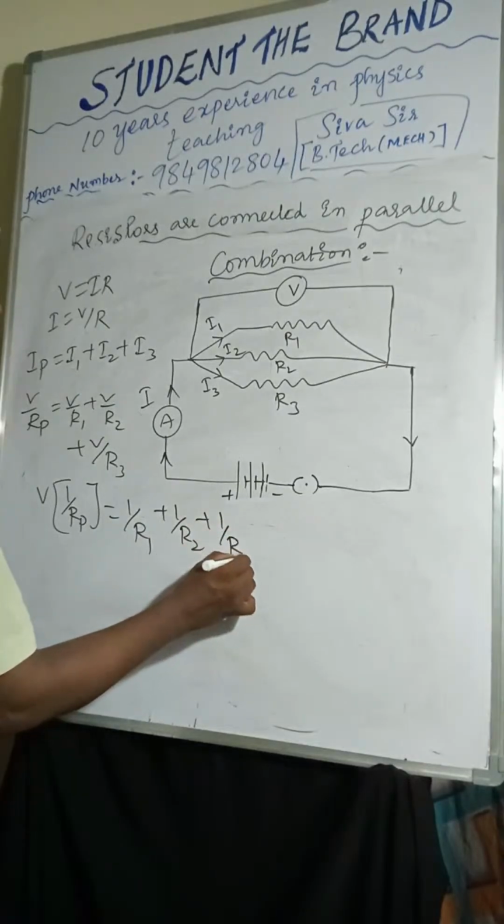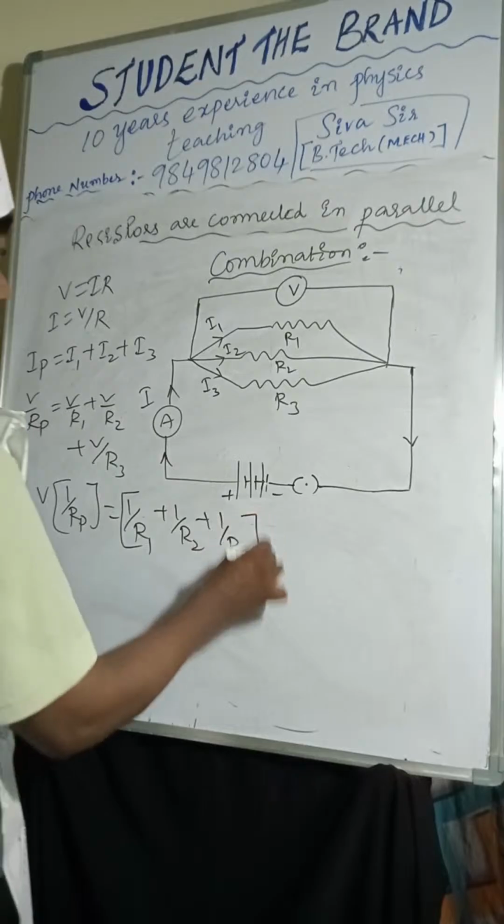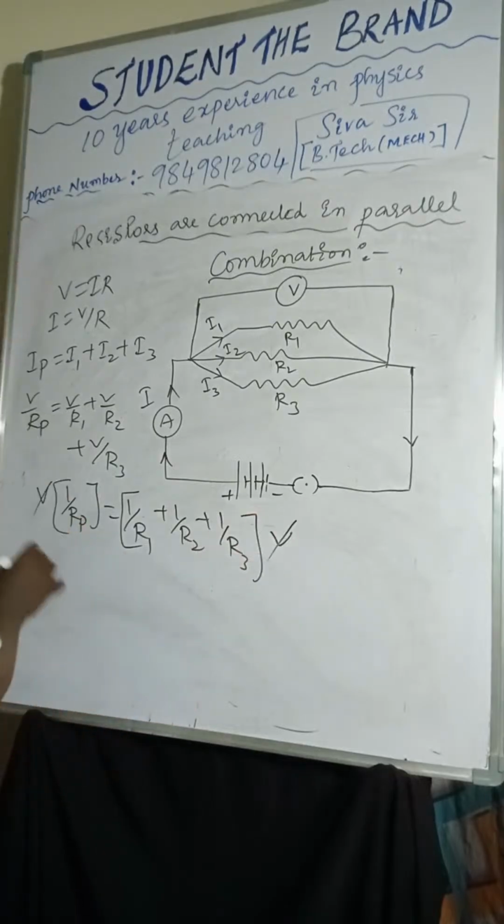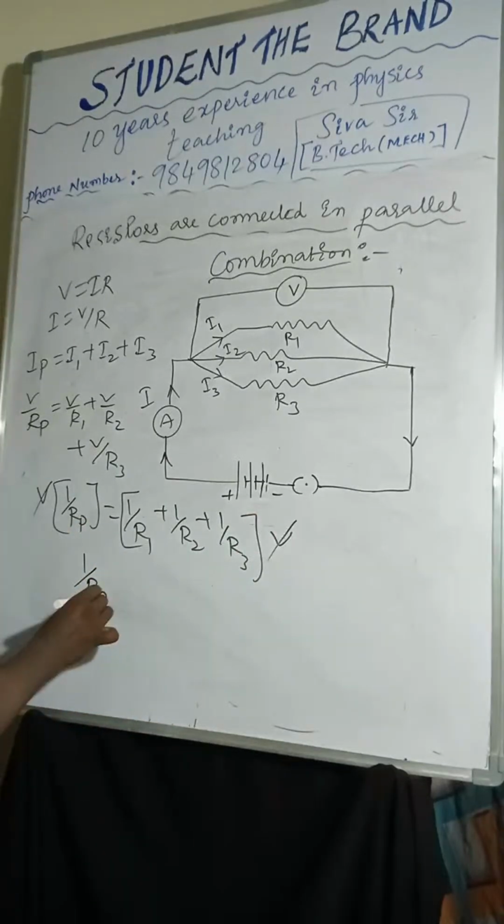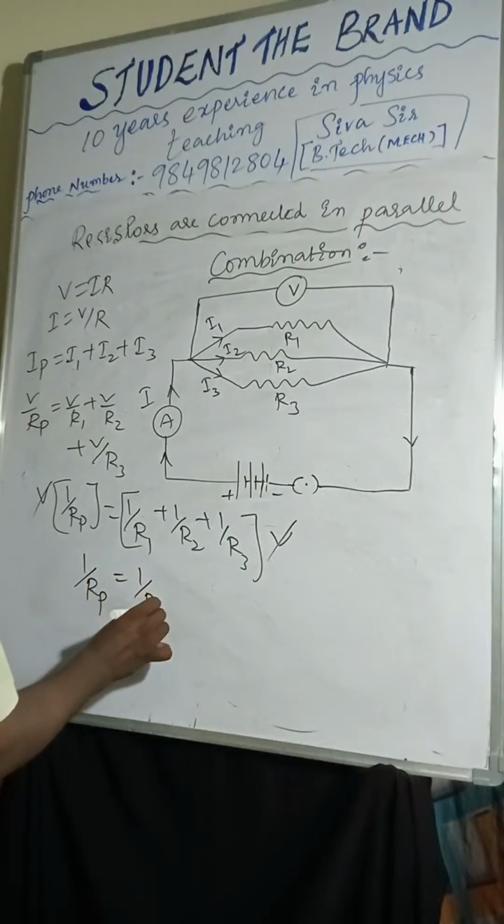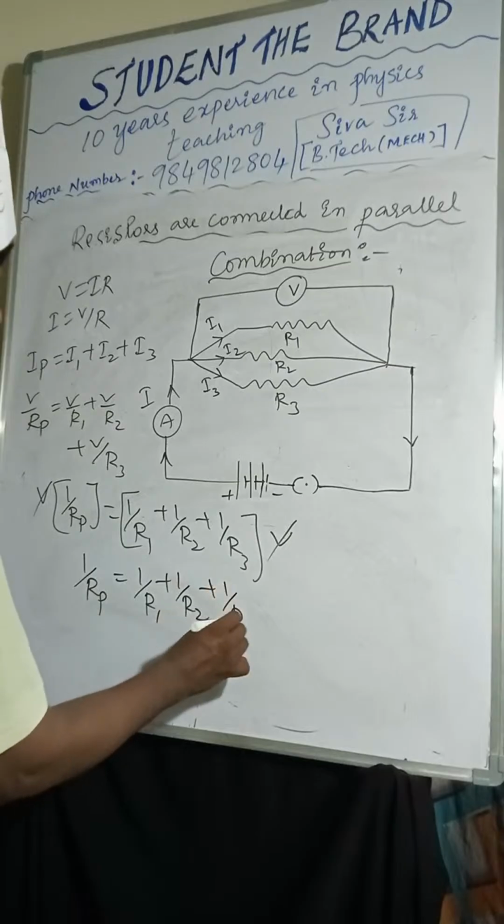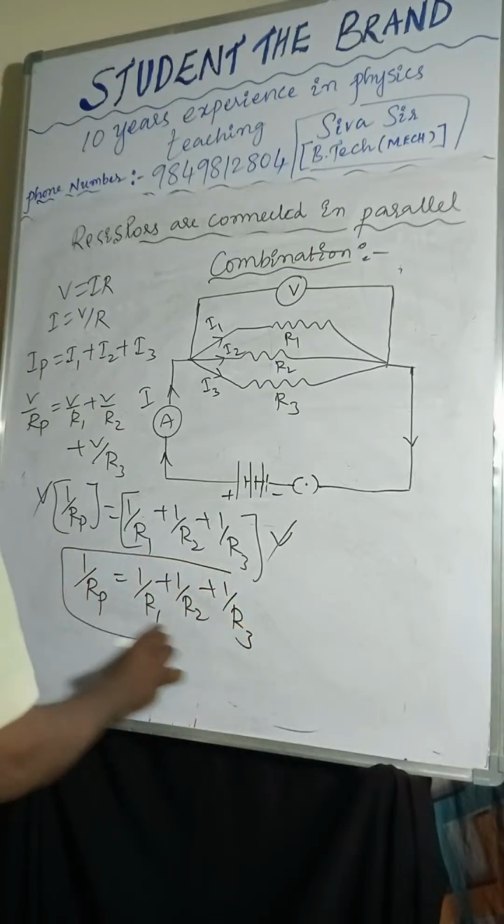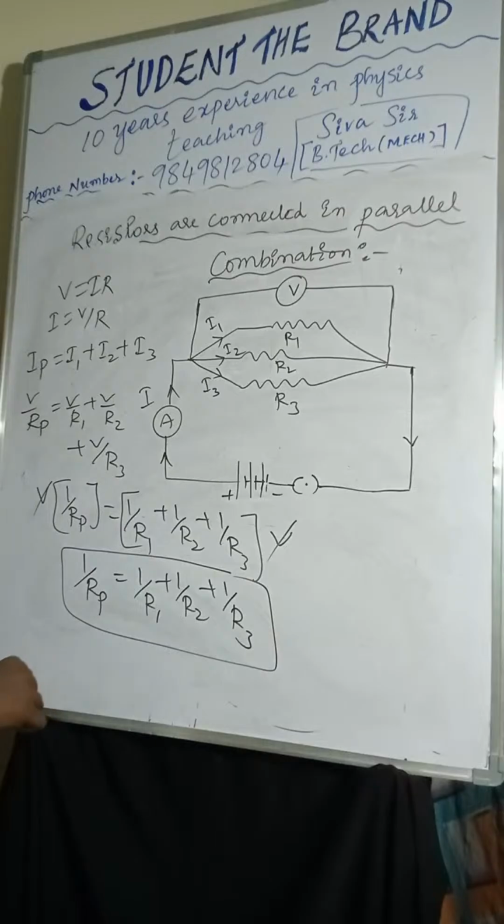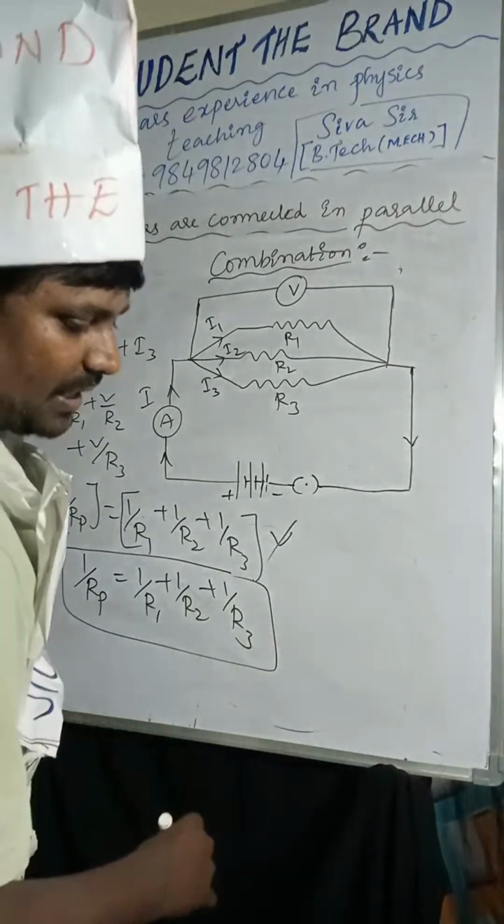V is common, so it gets cancelled. The formula is 1 by RP equal to 1 by R1 plus 1 by R2 plus 1 by R3. This is the formula.